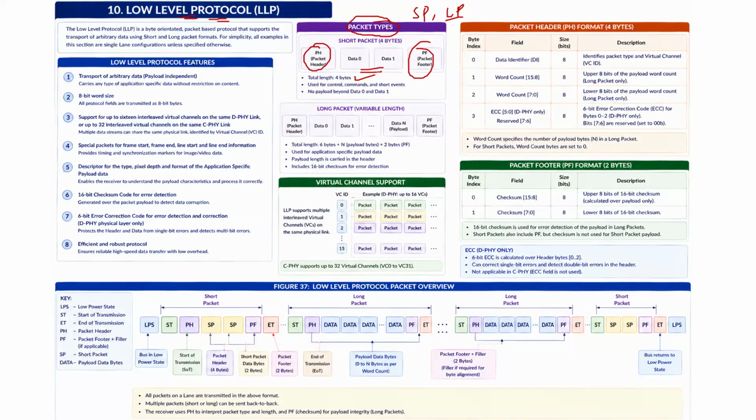So basically, low level protocol means we are sending the data from the transmitting side to the receiving side byte by byte. One byte is transmitted, that means byte one, after that byte two, and then byte by byte we are transmitting the data, right? So each data, that is the data 0.